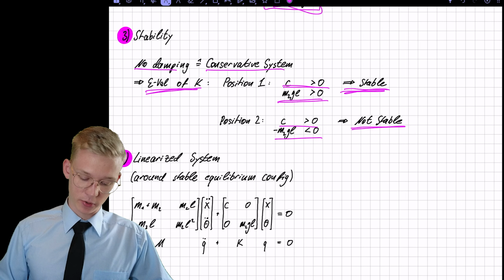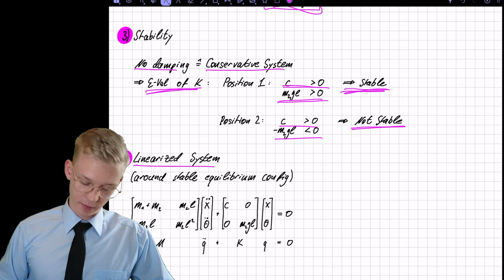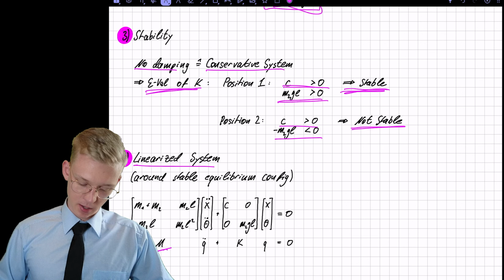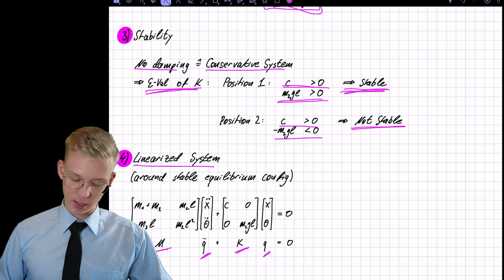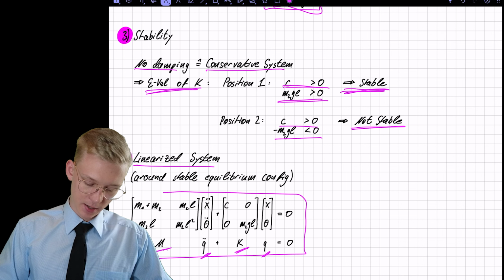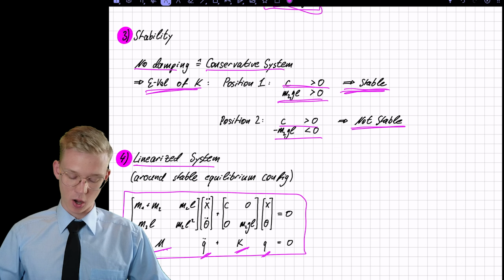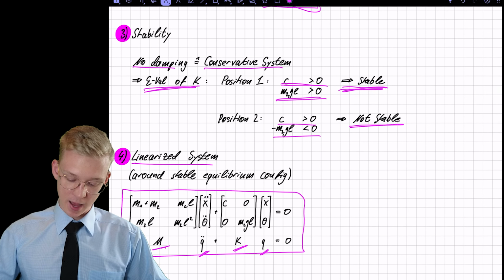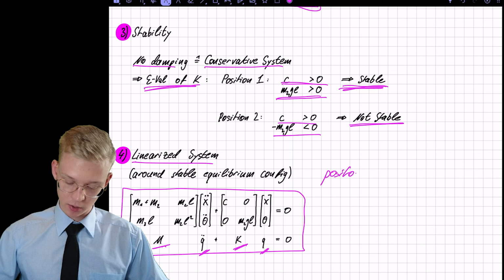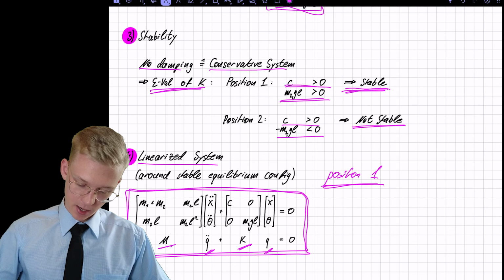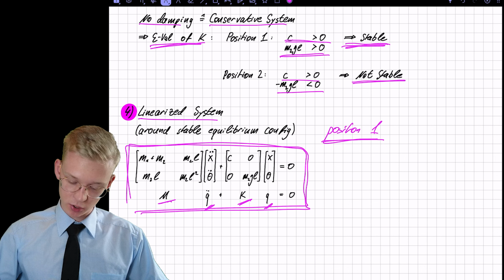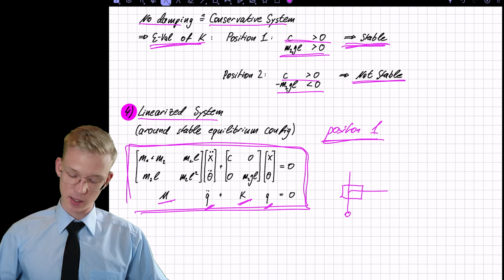If we then combine our linearized system, we have the matrix M and the stiffness matrix K multiplied with Q double dot and Q, and this is our final linearized equation of the system at position 1. Again, these equations are only valid for the stable equilibrium position where the mass did not move and the pendulum is just hanging down.